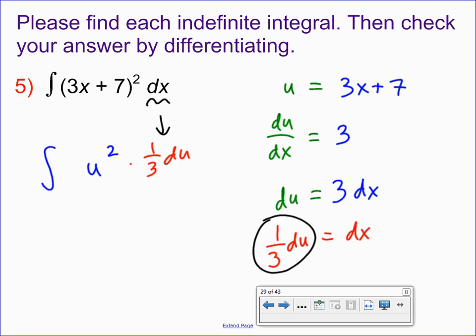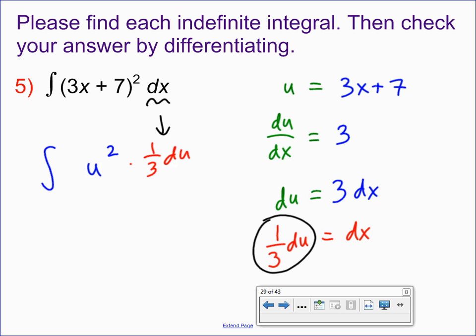Okay, ladies and gentlemen, I'm sorry to interrupt you. I just want to jump in here and I want to see who chose u to be the inner function 3x plus 7. So you chose u to be the inner function 3x plus 7. Excellent. And then we would result in a substitution of u squared, which I know an antiderivative for. I know that u squared would anti-differentiate to u cubed over 3. Add 1 to the exponent, divide by the new exponent.